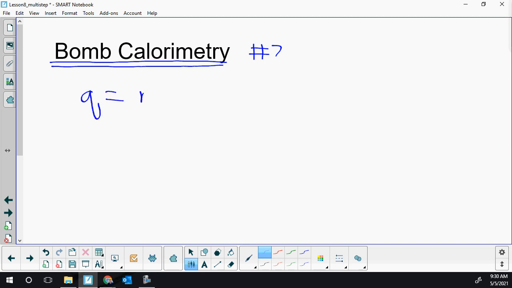So Q is mc delta T. That's what you're used to. For that, c is specific heat capacity. In bomb calorimetry, we have a whole bunch of materials that the heat is going into. And you have to figure out what is the heat capacity of all of those materials lumped together. And each instrument, each bomb calorimeter, would have its own value.